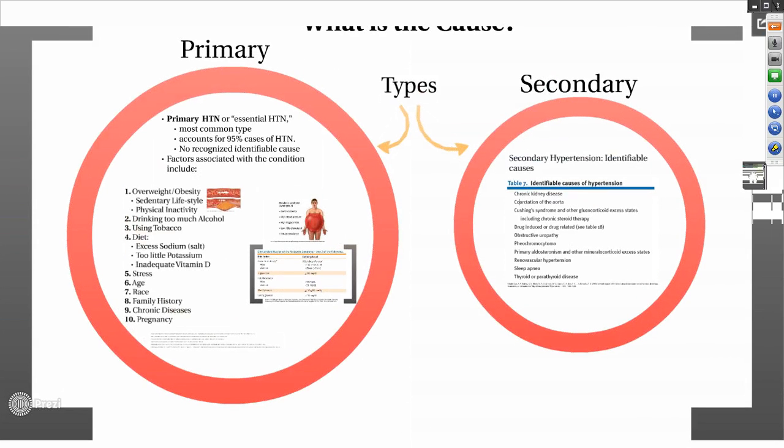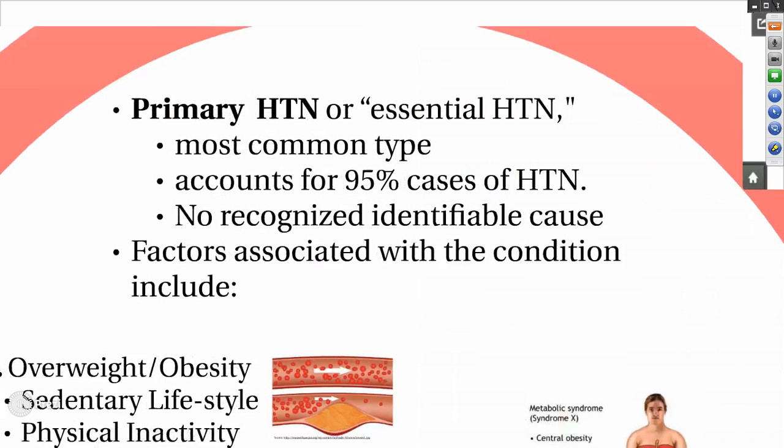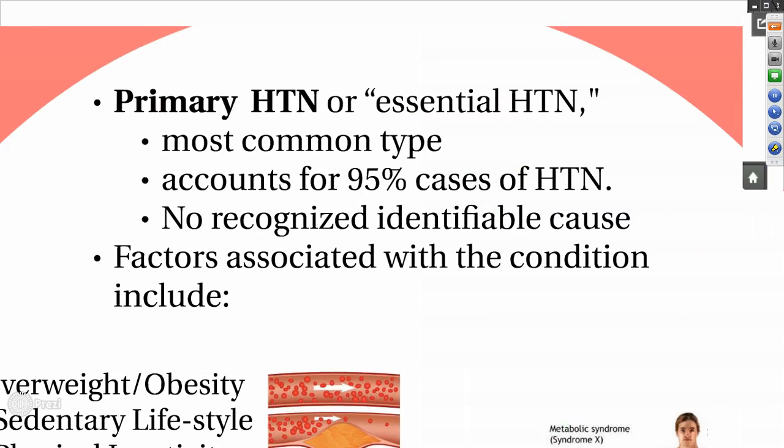So again, what causes this? How is this process happening? This high blood pressure issue. Well, the answer is we don't really know. There's no really identifiable cause. And 90% of the cases of hypertension have no recognizable identifiable cause. And this is called primary hypertension, which is separated into two types, primary and secondary.